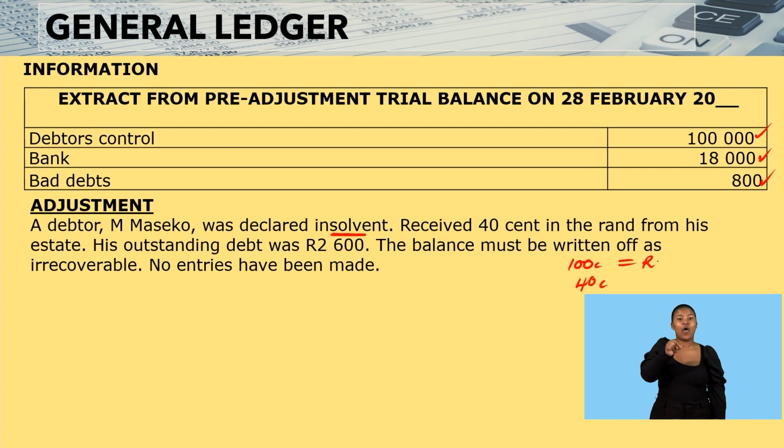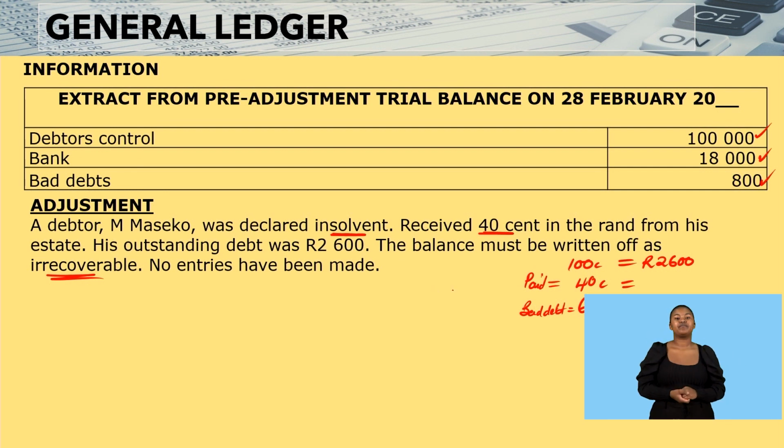So the full debt was 2,600, and they have paid us 40 cents in the rand. The balance must be written off as irrecoverable. So 40 cents is what they've paid us, and then the difference becomes 60 cents. They're saying 60 cents must be written off as irrecoverable. Irrecoverable simply means this is a bad debt. 60 cents is a bad debt. No entries have been made.